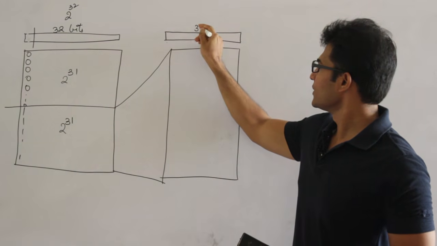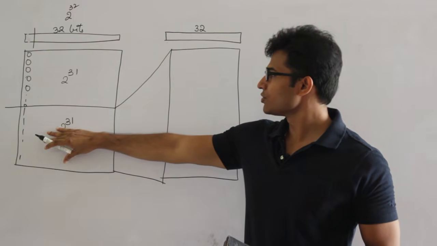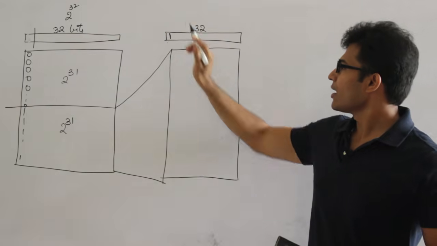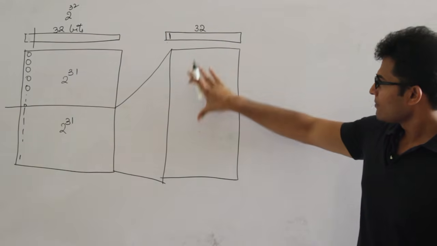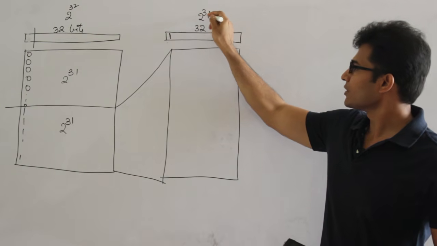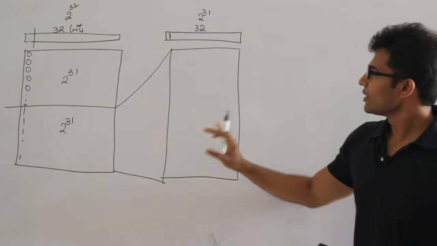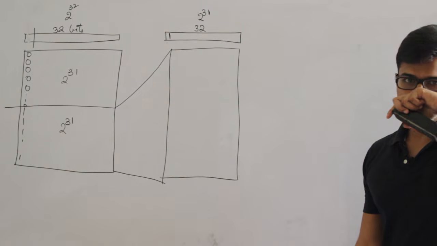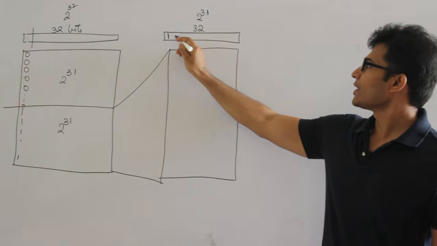We had 32 bits, out of which the first bit is already chosen, and that bit is set as 1, right? And now in the remaining part, the size of this total part is 2 power 31. In this 2 power 31 numbers, I am going to choose the second bit.